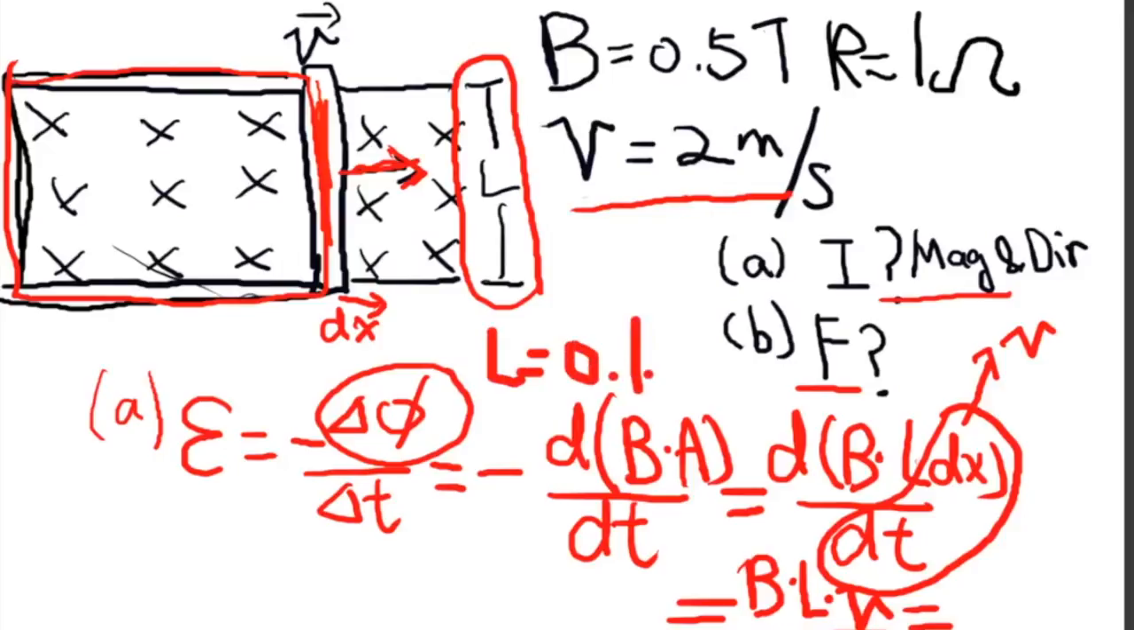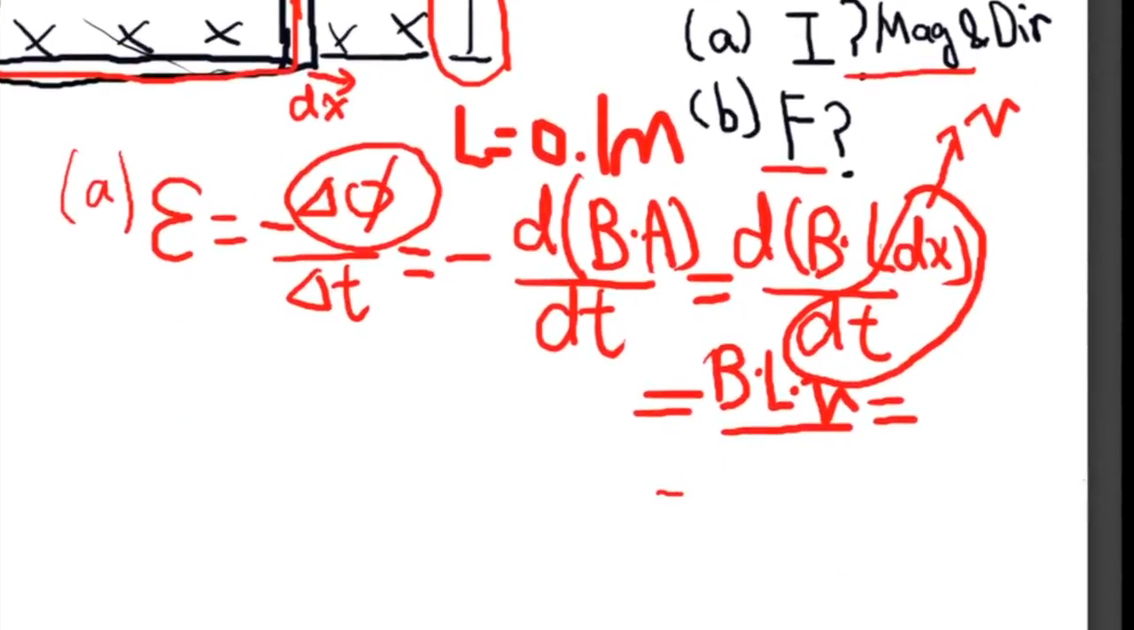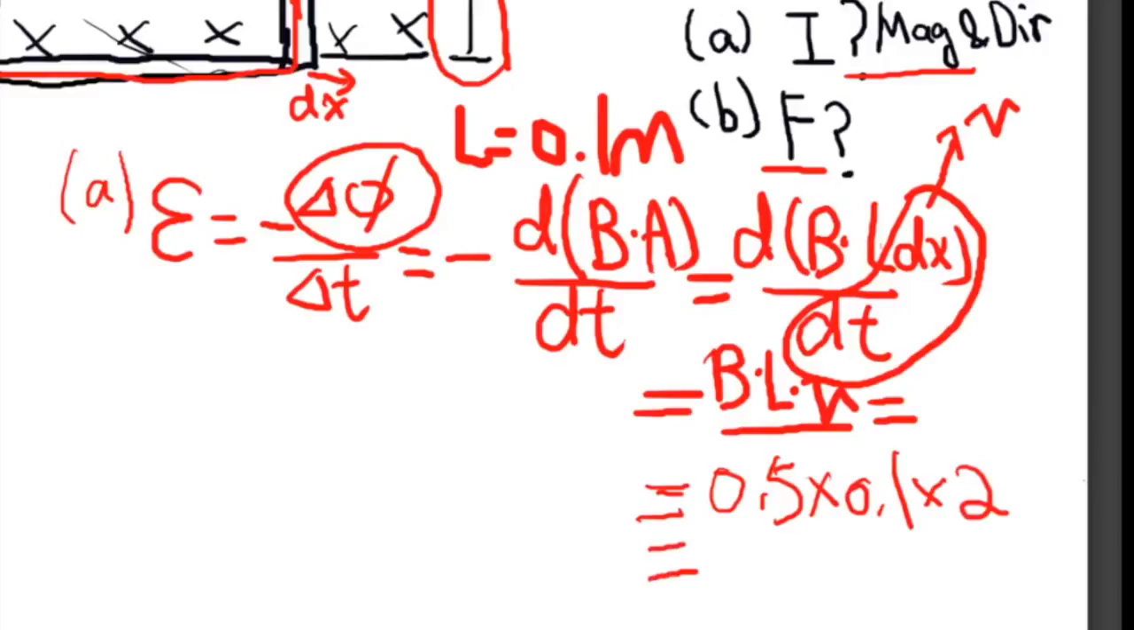Okay. So now we can actually plug in the numbers and get, as we see, B equals 0.5 times L 0.1 times V 2 meters per second. So then we get the emf as 0.1.